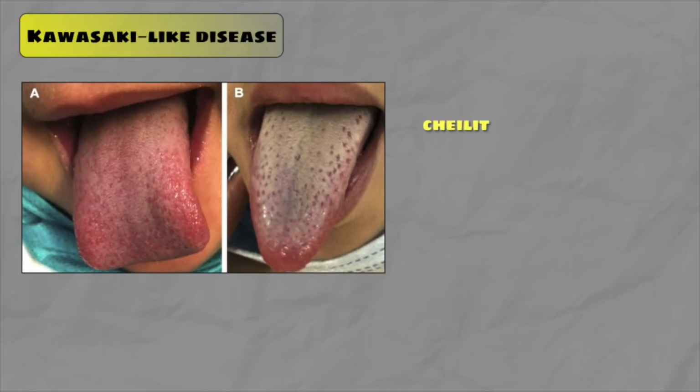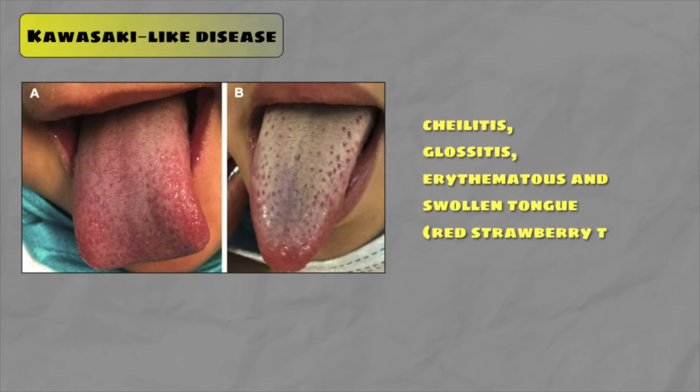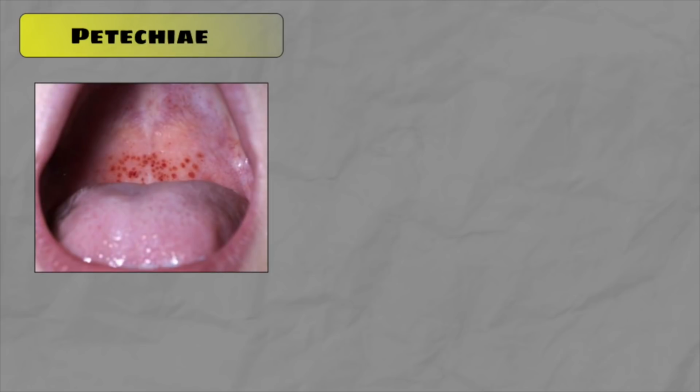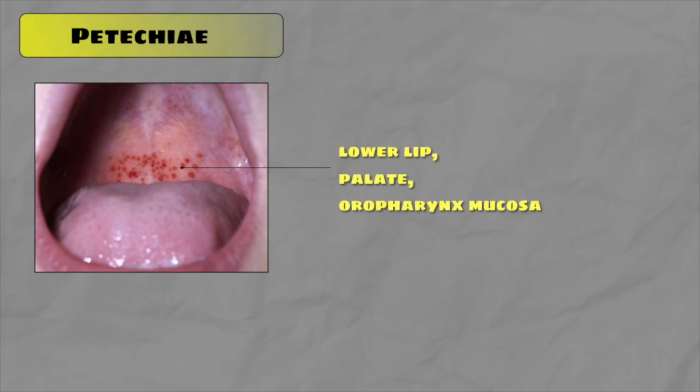Next is Kawasaki-like disease. Oral lesions including cheilitis, glossitis and erythematous and swollen tongue, which is also called strawberry tongue, appeared in COVID-19 patients with Kawasaki-like disease. Next is petechiae. In a few studies, petechiae were reported on the lower lip, palate and oropharynx mucosa. Thrombocytopenia due to COVID-19 infection or the prescribed drug was suggested as a possible cause of petechiae.